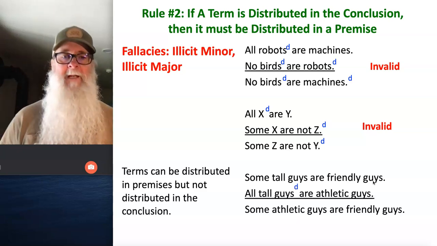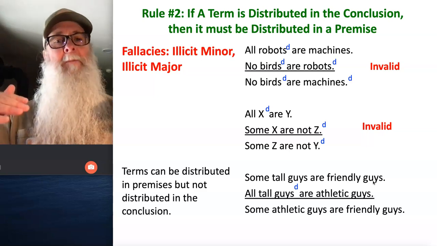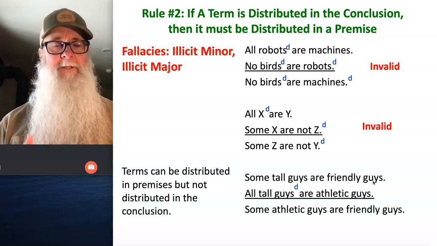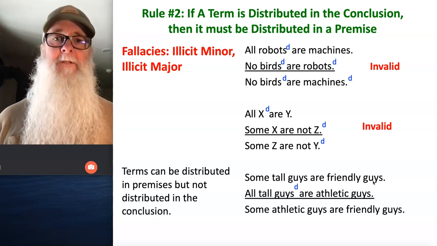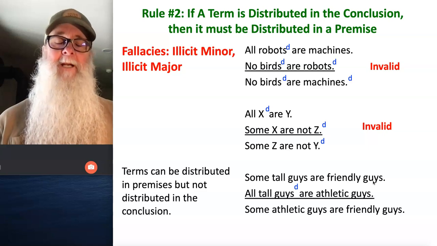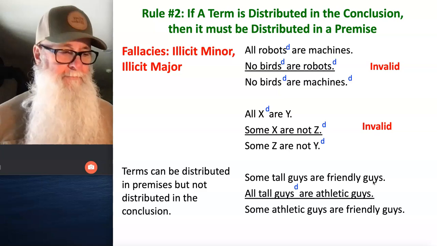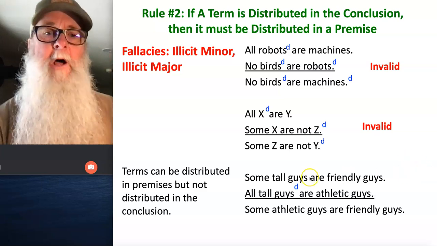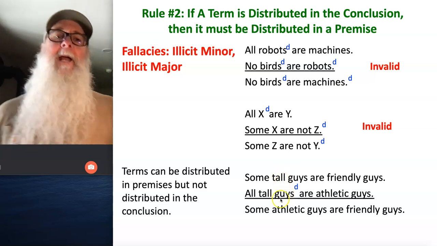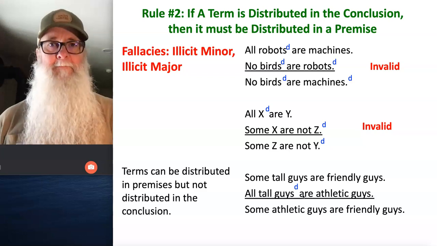Okay, so we mark our distributed terms. We only have one distributed term in this argument because our first premise and our conclusion statement are both I statements, and I statements don't have any distributed terms. Our second premise is an A statement, and all A statements distribute their subject terms. So now we can start to work through the rules to determine if this argument is valid or invalid. Our middle term is tall guys, and the middle term is distributed here in the second premise. So rule number 1 has been complied with.